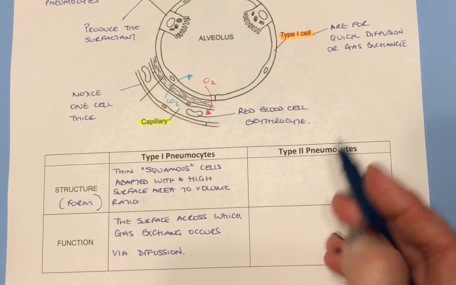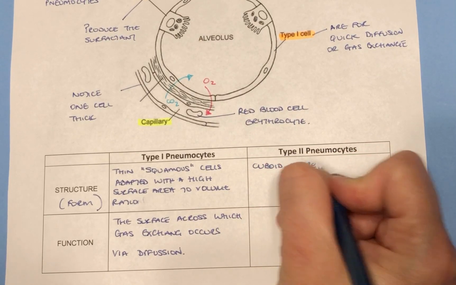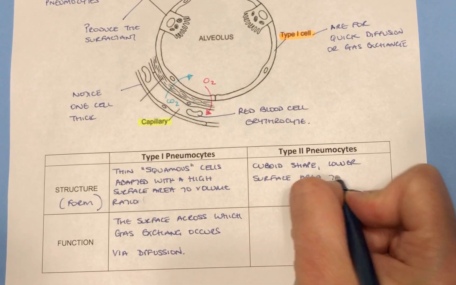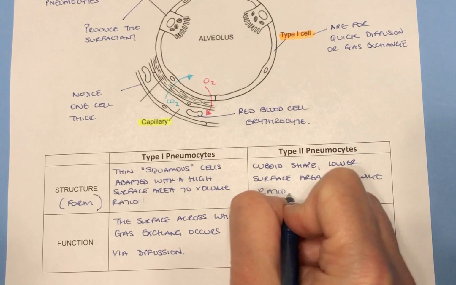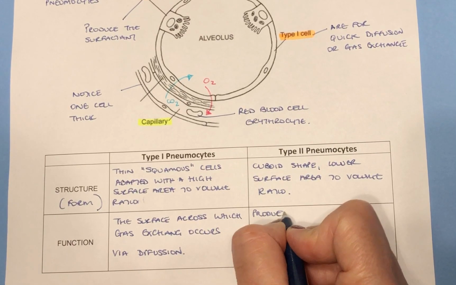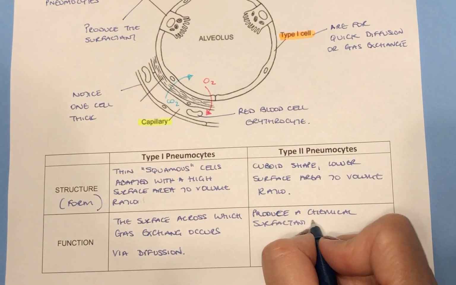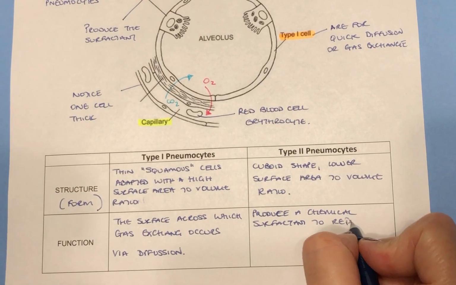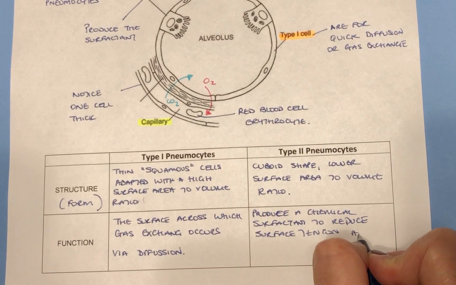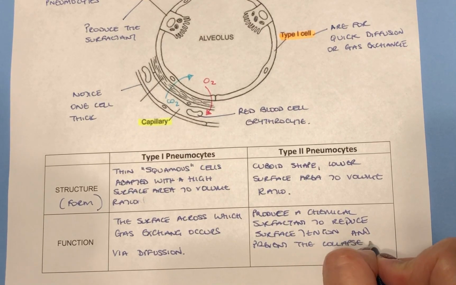Your type 2s, on the other hand, are a different shape completely. Remember, they're cuboid, so they have a lower surface area to volume ratio. Their job is to produce a chemical surfactant, to reduce surface tension and prevent the collapse of the alveoli.